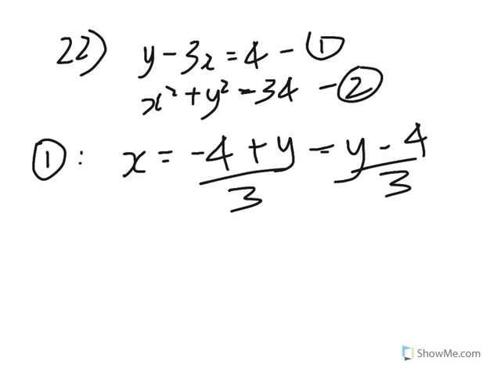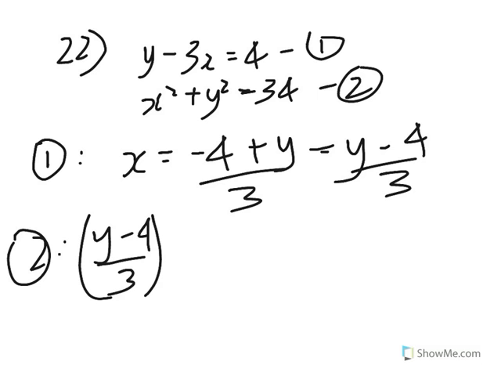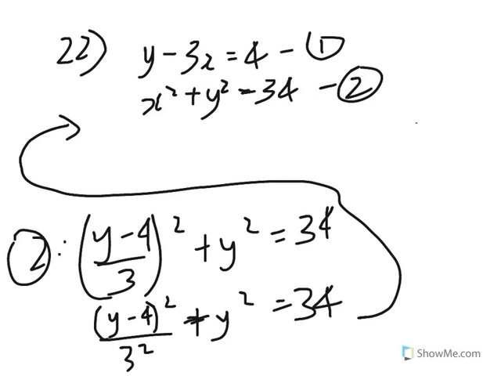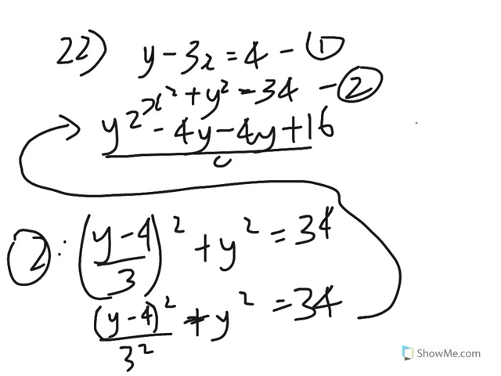Okay? Now, I'm going to take this y minus 4 over 3 as x and substitute it into equation 2. So I'm going to say y minus 4 over 3 squared plus y squared is equal to 34. Now expanding this, I get y minus 4 squared over 3 squared plus y squared is equal to 34. So if I continue this up here, I get y squared minus 8y plus 16 over 9 plus y squared is equal to 34.